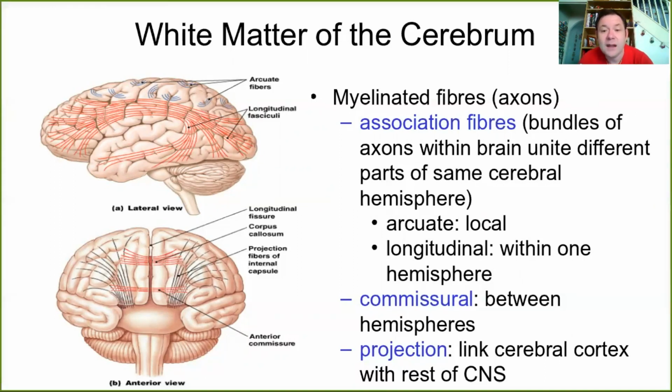Next, we have the commissural fibers. They connect the two hemispheres of the brain, the left and right, together. These are the commissural fibers. And finally, we have the projection fibers, which project downwards. They link the cerebral cortex with the rest of the central nervous system, the rest of the brain, and the spinal cord.